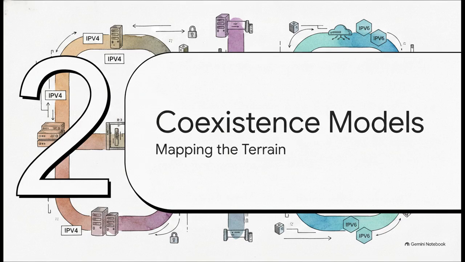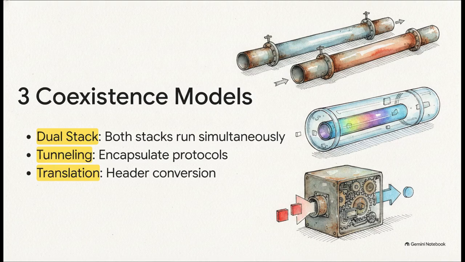Moving to Section 2, the 3 coexistence models. Let's map out this terrain. Depending on what kind of legacy debt your enterprise has, you don't really get to just pick your favorite model. You're probably going to see all 3 of these running side by side. First up is dual stack, which is exactly what it sounds like, running complete dual protocol stacks on the same interfaces. Then we have tunneling, where you encapsulate one protocol inside another to get across incompatible infrastructure. Think protocols like 6to4 or Teredo. And finally, there's translation, meaning complex stateful or stateless header conversion right at the network boundary, like NAT64.